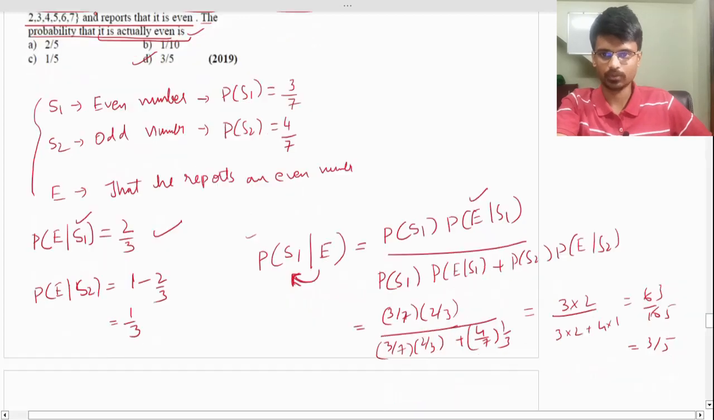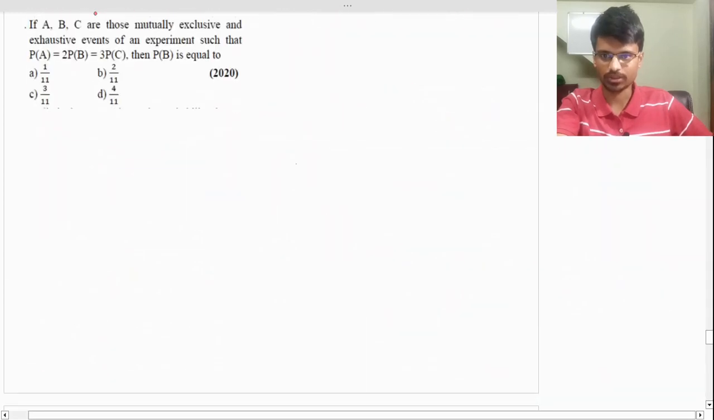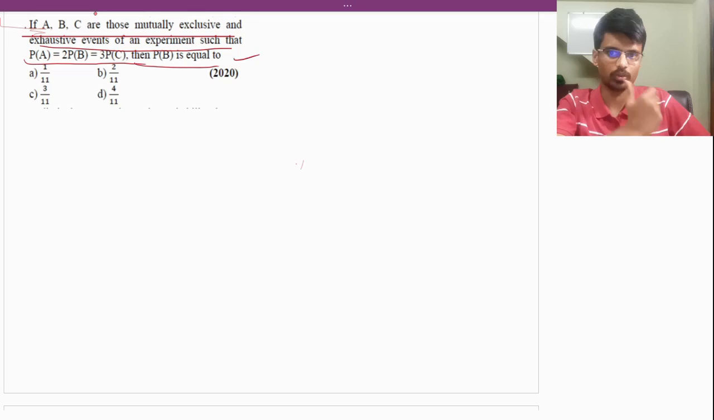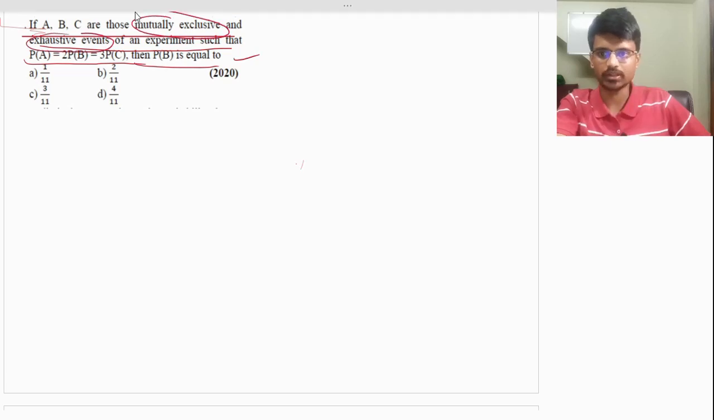Coming to our last question. If A, B, C are mutually exclusive and exhaustive events of an experiment such that P of A is equal to 2 times P of B equal to 3 times P of C, then P of B is equal to. So they are telling us they are mutually exclusive and exhaustive events. What does that say to us? A intersection B intersection C is empty and A union B union C is the complete set, because they are mutually exhaustive.